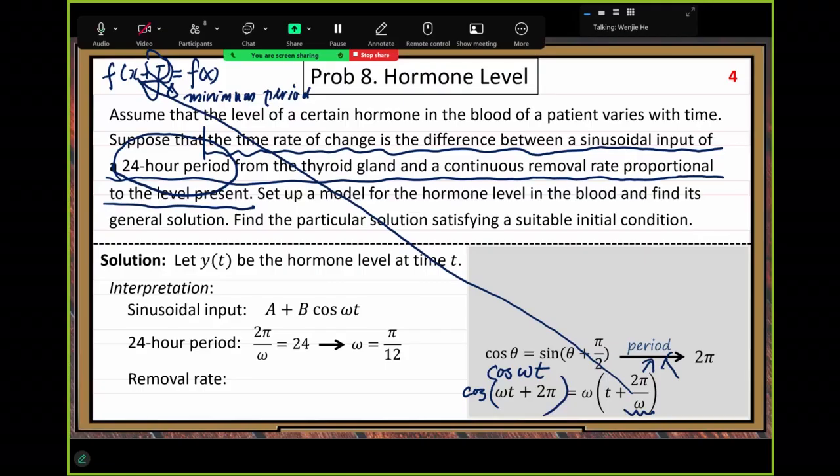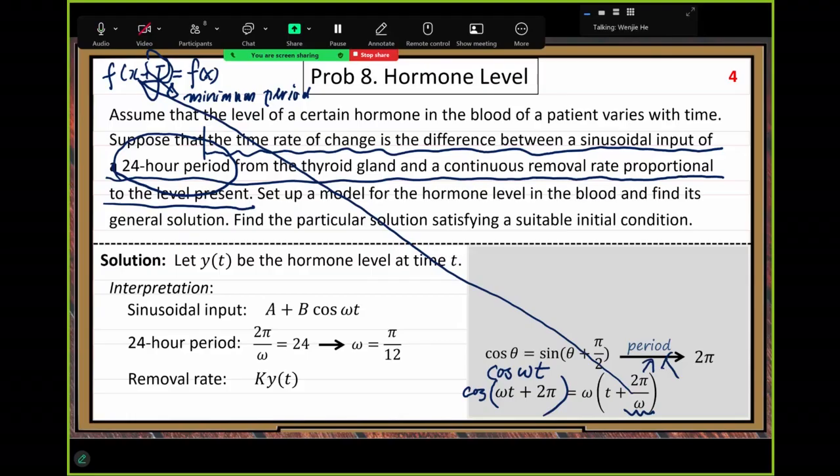So that minus term, removal rate proportional to the level present, Y of t. Because when you say proportional, you should have a constant. Positive constant, K. If it's negative, then it's not removal, right? Like increasing. So removal is minus a positive term. That's removal.